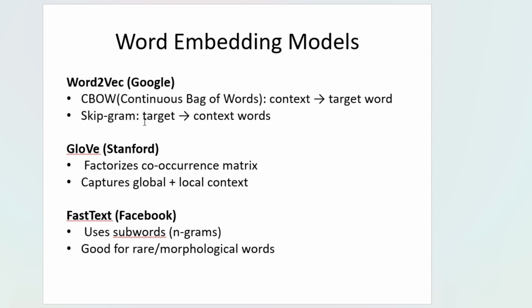Now we have skipgram. In skipgram, if you give a target word, then it will generate context words. If you give it cat, for example, it will generate sat on the table. So it will generate those context words when you give a target word. There is also GloVe, developed by Stanford, and there is also FastText, developed by Facebook.